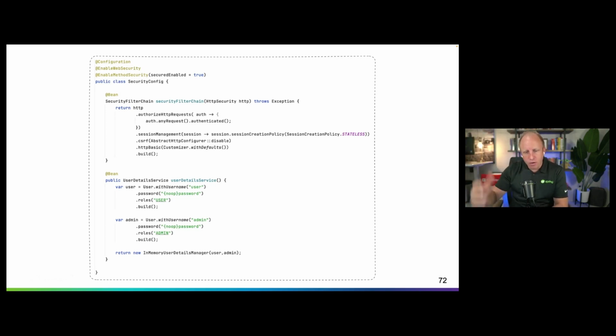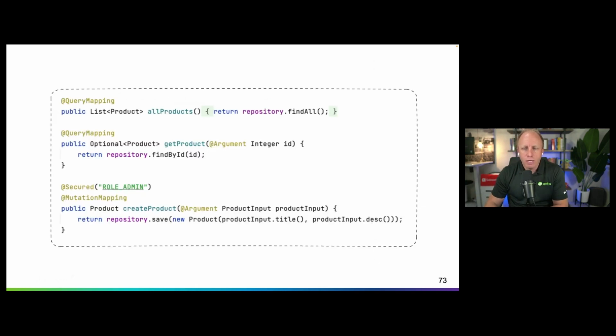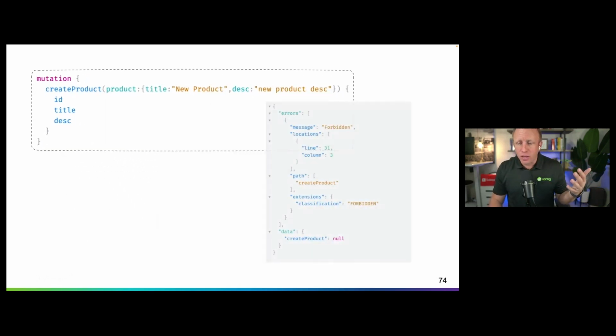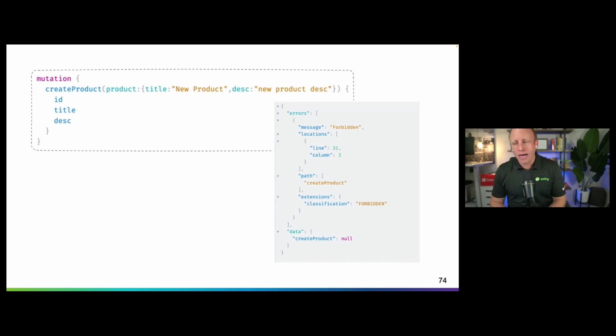Well, we set up our configuration as normal. We go in and we can start to use annotations like, hey, make sure the person trying to access this particular method has a role of admin. So this is at a controller level. If we go in and we try to send a request without any authentication, we're going to get an error back saying, hey, this is forbidden. You can't actually do this.